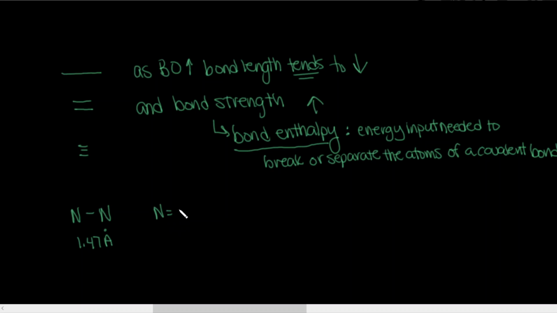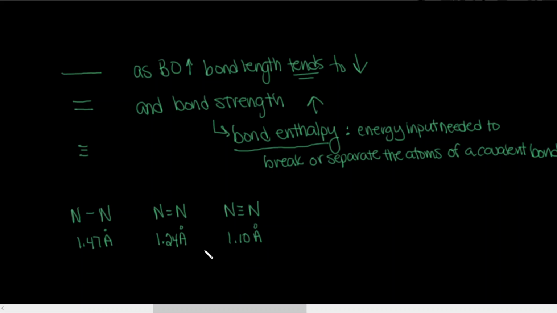The nitrogen-nitrogen double bond is 1.24 angstrom. You don't need to memorize these kinds of values. I just wanted to give you an example. The nitrogen-nitrogen triple bond is 1.10 angstrom. So you can see that, for identical atoms here, as your bond length gets shorter, your bond strength is going to go up. Do I have any enthalpy values here?